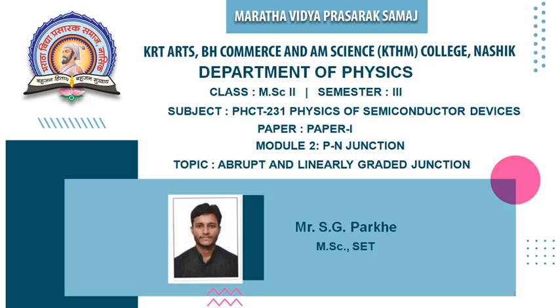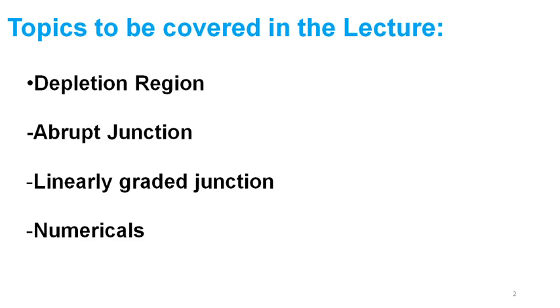From that, we have already started module 2, PN junction, and today's lecture topic is the abrupt and linearly graded junction. Today's lecture will cover different topics in the depletion region, the PN junction depletion region. We'll cover mainly two topics.